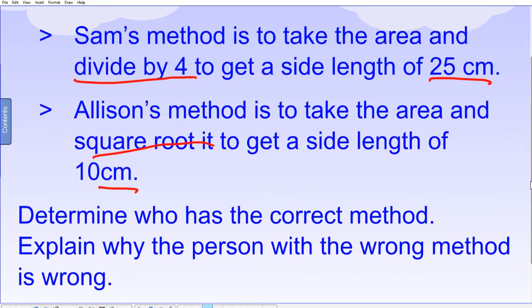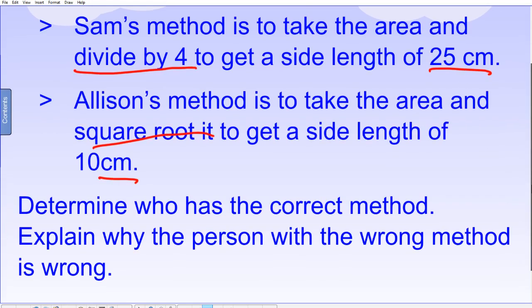So go ahead and pause the video, see if you can determine who got it right, who got it wrong, and help the person who's wrong explain why it is wrong. So hopefully you saw that Allison is correct and Sam is wrong. So why is Sam wrong?